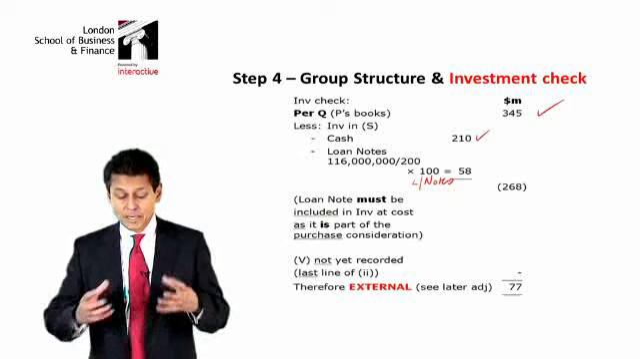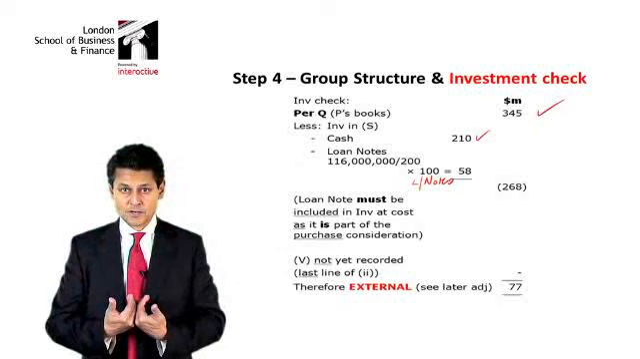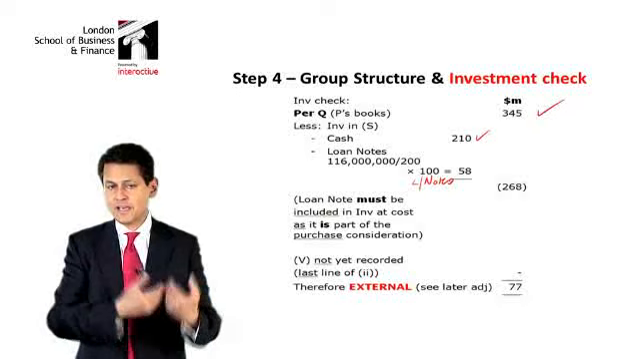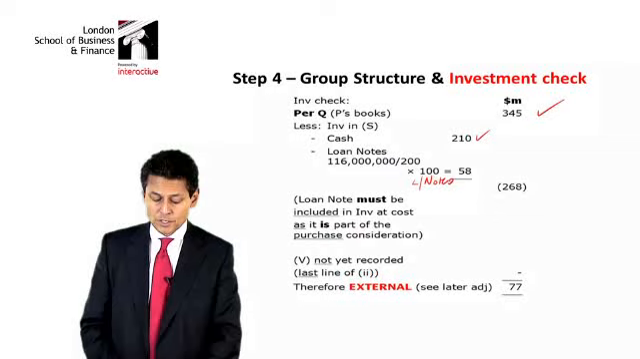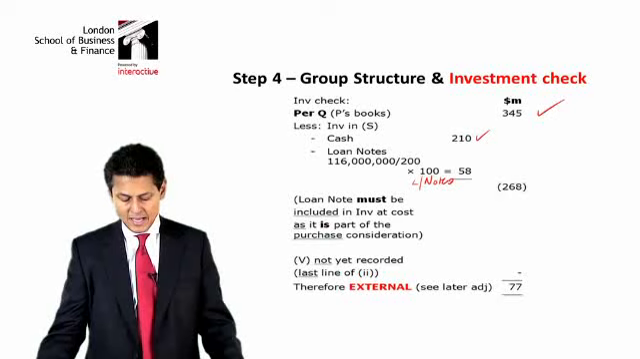Part of the challenge of this question is that the 345 isn't only you, the parent's investment, and me, the subsidiary, plus associate. It's not just subsidiary plus associate. There's also an external investment. Now, that's quite a clever point. So the loan note must be included in the investment at cost as it is part of the purchase consideration. And, of course, as far as V is concerned, you can see there in the last line of point two, V was not yet recorded.